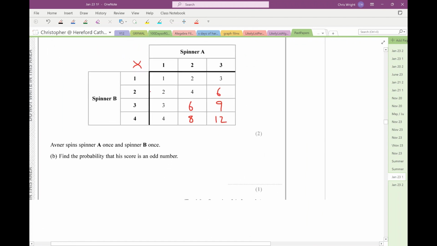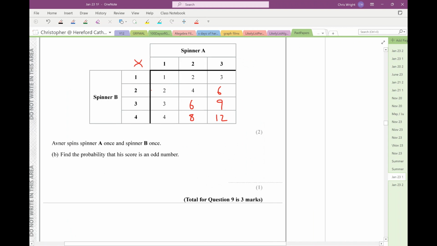Spin spinner A. We're going to spin spinner A once and spinner B once. Find the probability that his score, these are the scores, is an odd number.